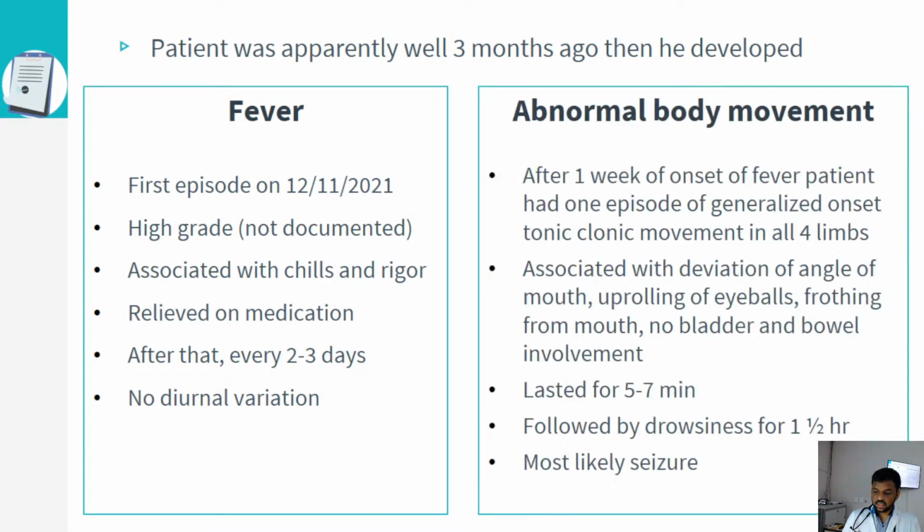After 1 week of onset of fever, he had one episode of generalized onset tonic-clonic movement in all four limbs. It was associated with deviation of angle of mouth, uprolling of eyeballs, frothing from the mouth, no bladder and bowel involvement. It lasted for 5 to 7 minutes, followed by drowsiness for 1.5 hours. Most likely it was a seizure. On that day, he was taken to some local hospital where some symptomatic management was done, and after that he was discharged.